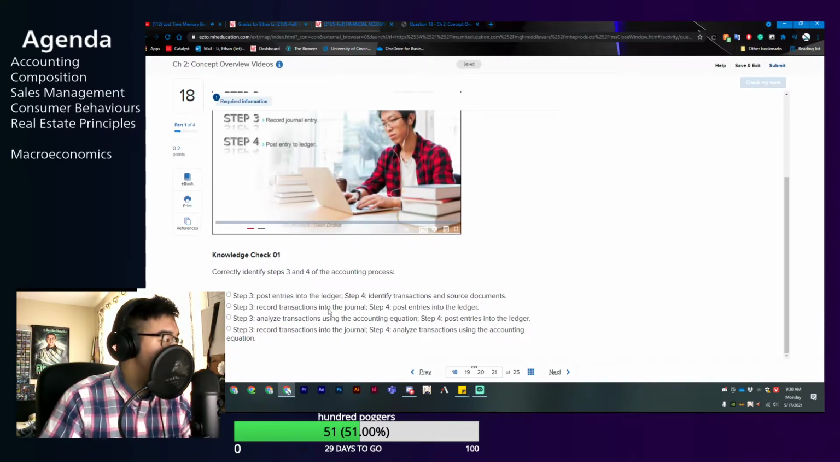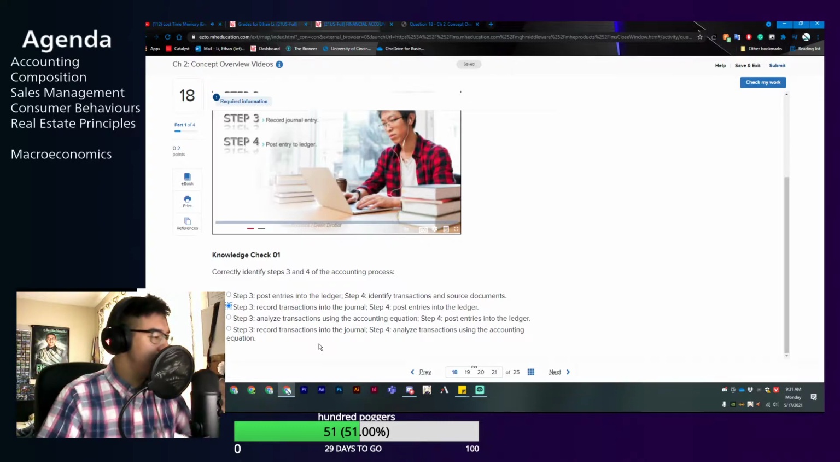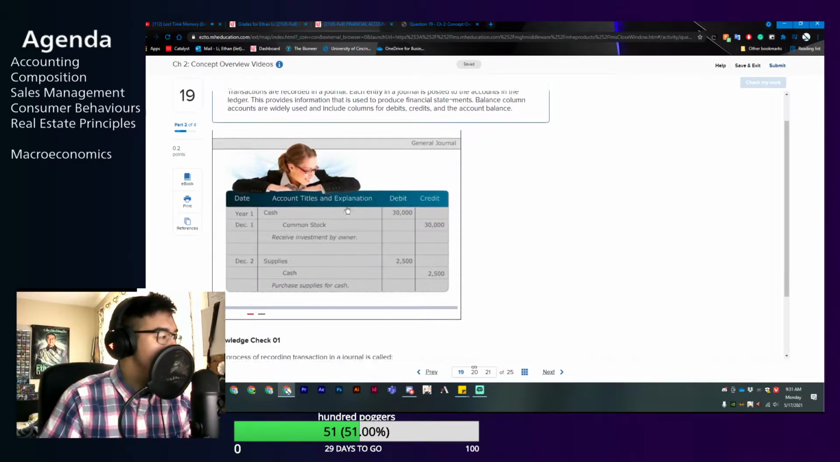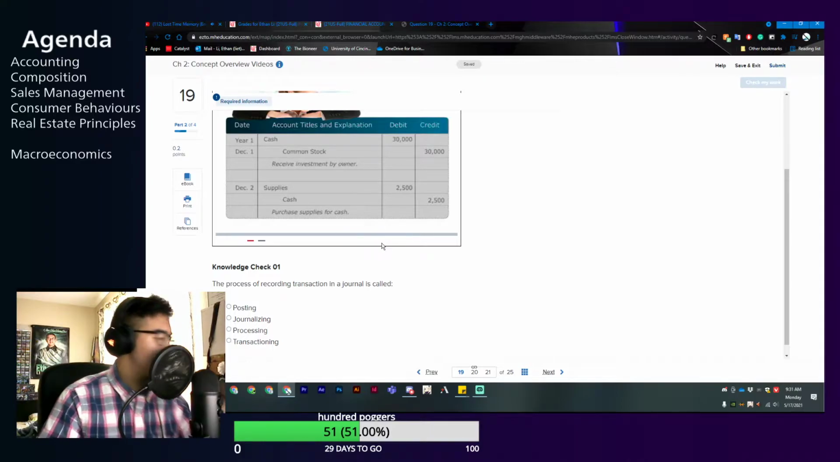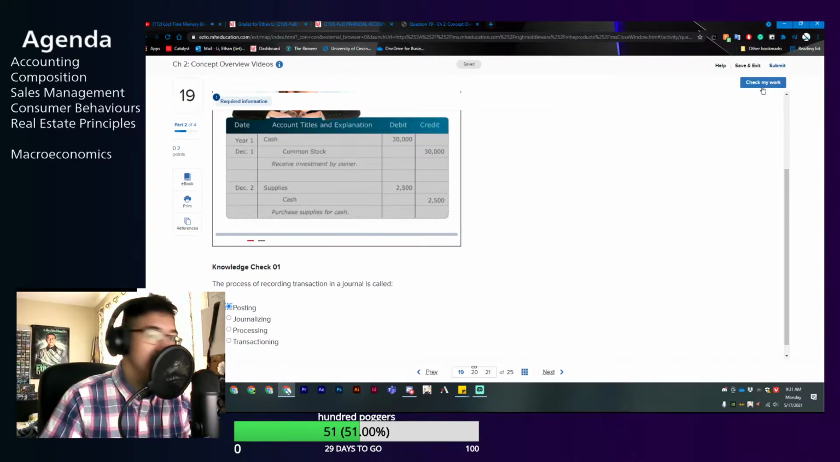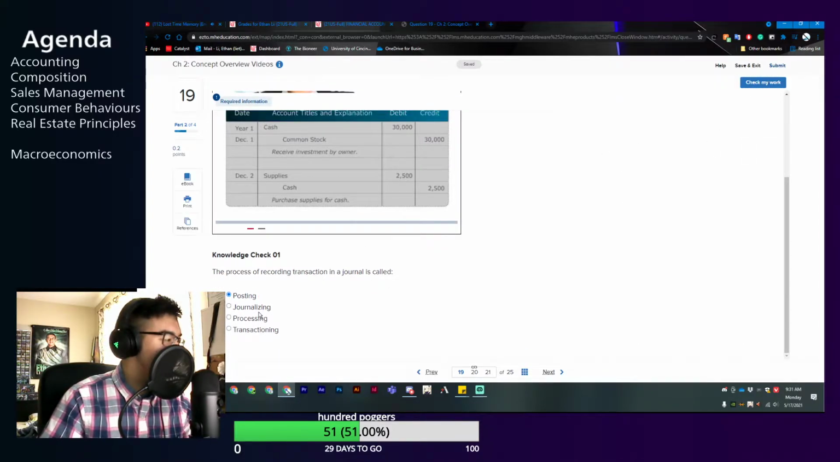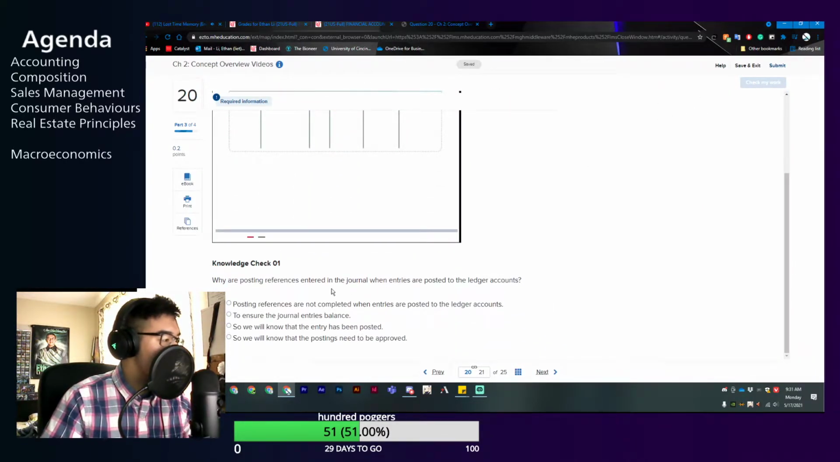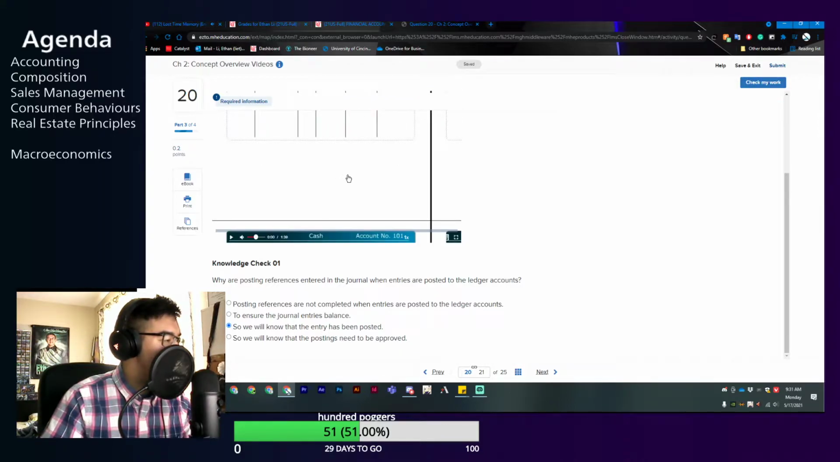Record journal entry, post entry to ledger. Okay, let's check that just in case I might have missed and clicked something. Posting. Nope. Journalizing. When posting references into the ledger, posting references ensure the entry has been posted.